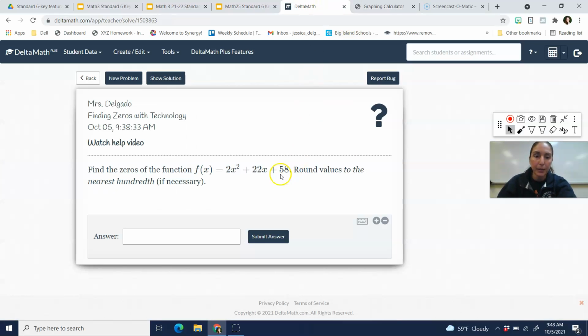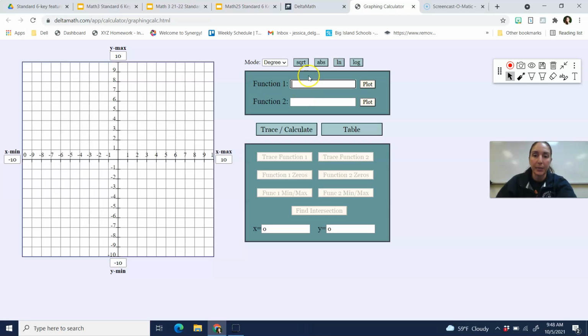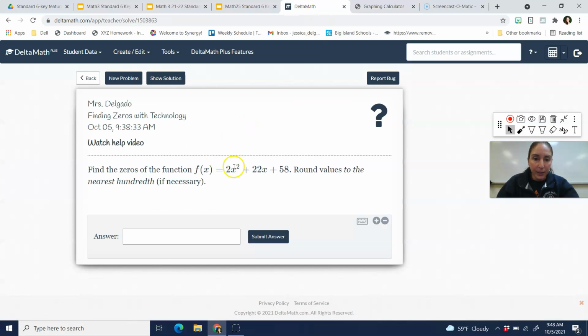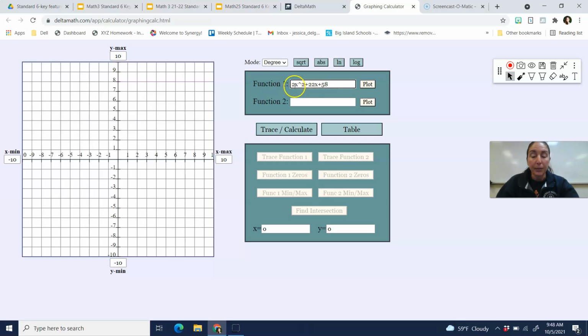Okay, so how do we do this? So we're going to take the function given, 2x squared plus 22x plus 58, and we're going to type it in this box. And let's just make sure that we actually have that right. 2x squared plus 22x plus 58. Okay. After you type your function in the box, you're going to hit the plot button. Poof. That plots your function on the graph over here.